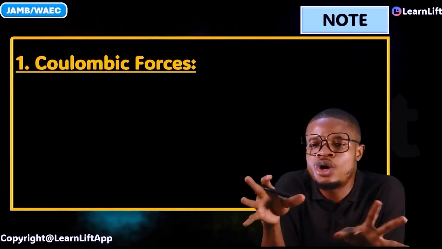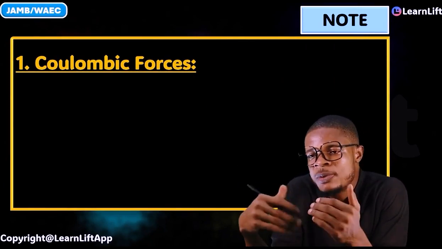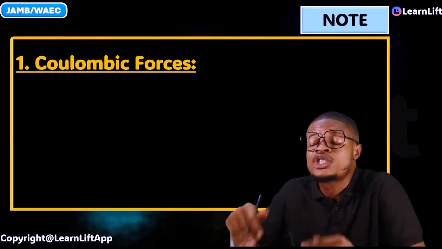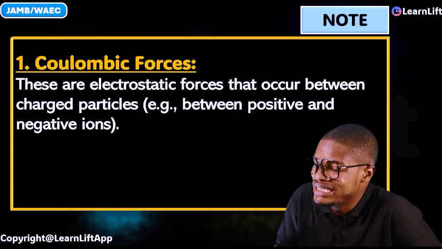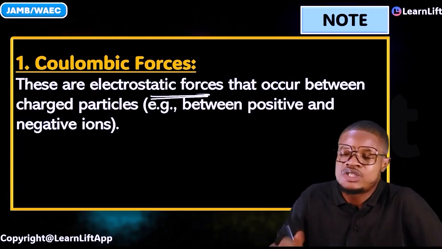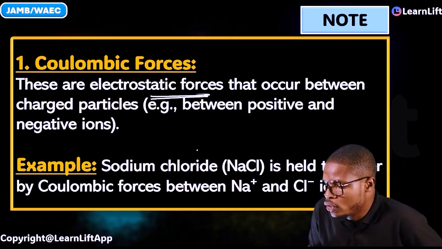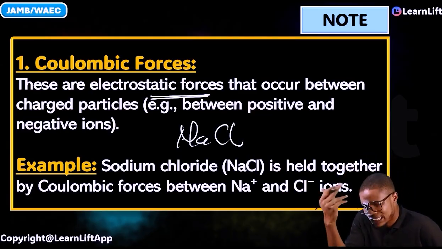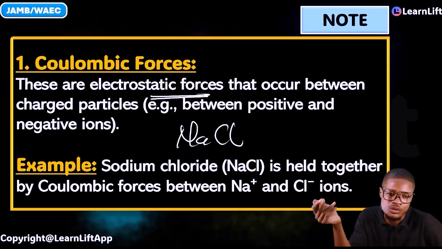Another thing that they brought in the option was the aspect of your Coulombic force. Because some people, instead of choosing your Van der Waals forces, they will rush and choose Coulombic force. What is Coulombic force? Note this very quickly, that your Coulombic force is an electrostatic force that occurs between charged particles. Whether it is your positive and negative charge, Coulombic force is in operation there. So, like your sodium chloride, you know your sodium chloride has ionic bond. Of course, it has ionic bond. You can say it has Coulombic force in operation between the sodium and the chloride ion.